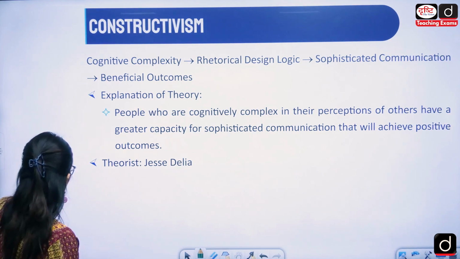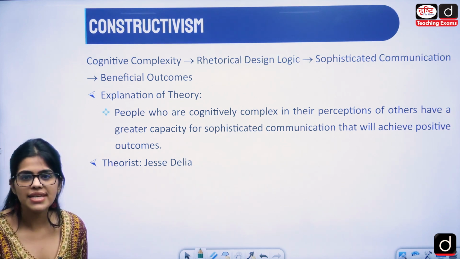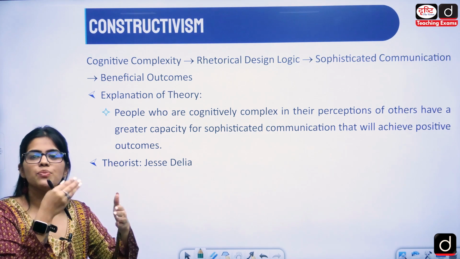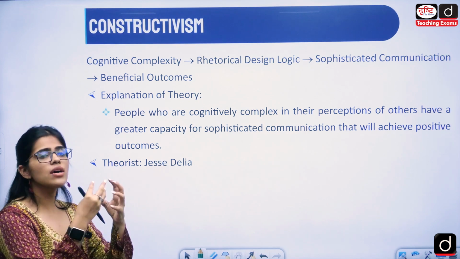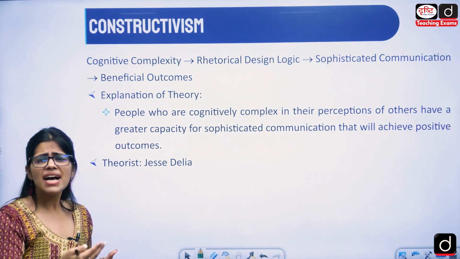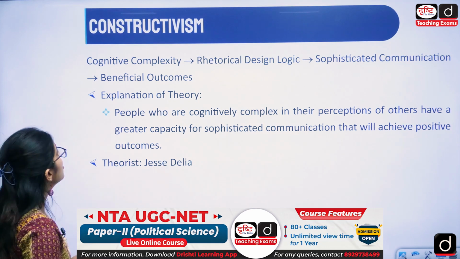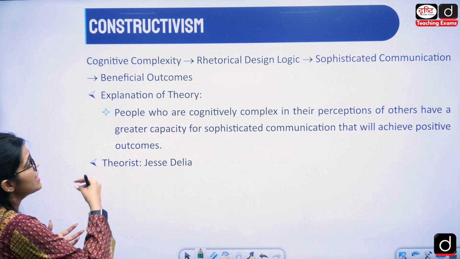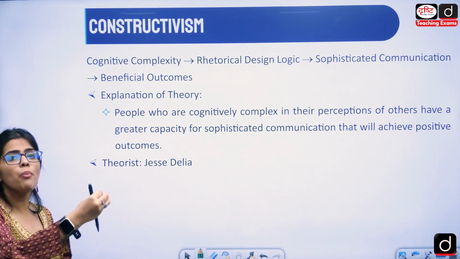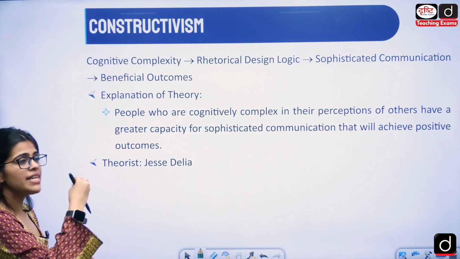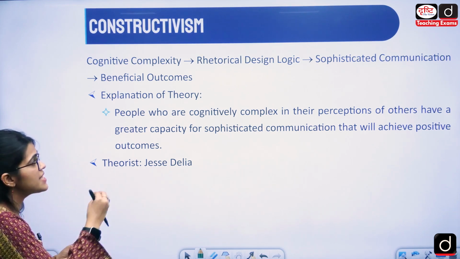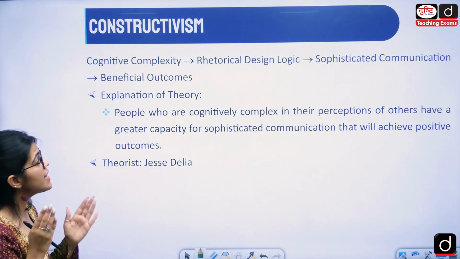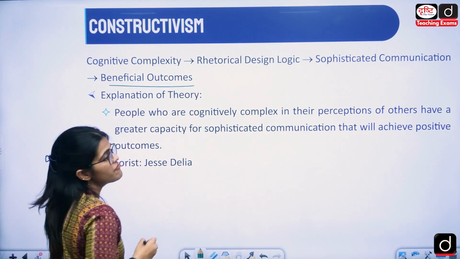Now, this is also one theory that is often asked in the paper, and it is also associated with interpersonal communication, that is constructivism. This theory is also associated with teaching aptitude and other concepts, and it talks about the mental growth of the person. But it has somehow affected the communication model also. So cognitive complexity is always there. The cognitive complexity leads you to a rhetorical design in a proper logical manner. When the design is very logical and sophisticated, the communication becomes very logical and sophisticated in itself, and it will always give you beneficial outcomes.